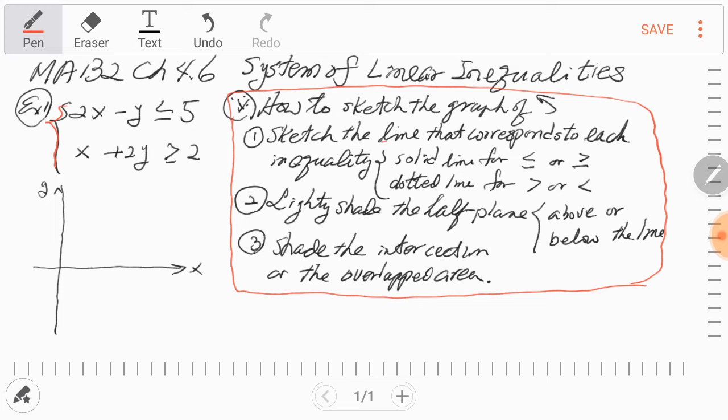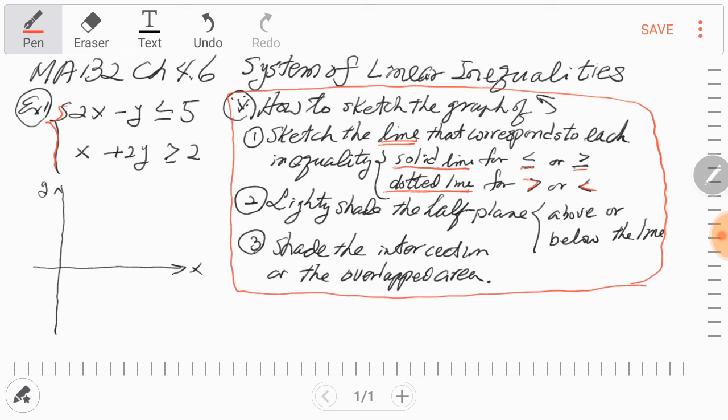When we draw the straight line, make sure to check whether the inequality contains the equal sign. Then the straight line will be a solid line. And if the inequality does not contain the equal sign, then we will draw a dotted line. So for the first inequality, let's find the x-intercept and y-intercept, and then connect the points.